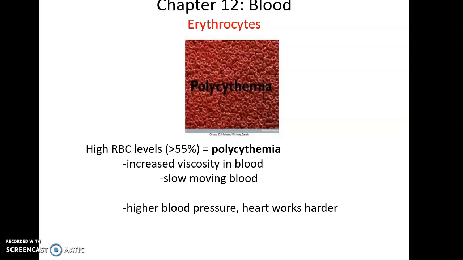You can, of course, have the opposite problem from anemia, and that's polycythemia. Polycythemia is when your red blood cell level is greater than 55%. This is a problem because it causes the blood to become very viscous, very thick, and that causes it to move more slowly through the bloodstream. This causes the heart to have to work harder, causes blood pressure to get higher, and can lead to a cascade of problems because of the high blood pressure and the heart having to work so hard.